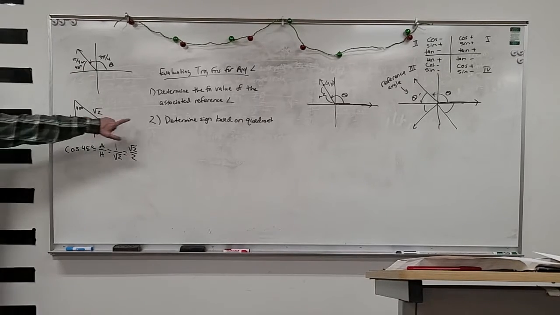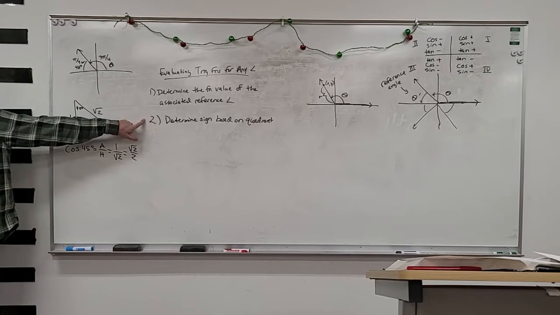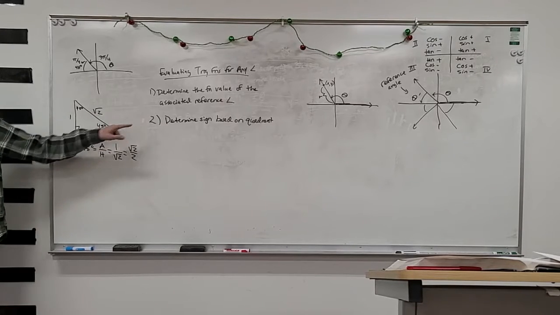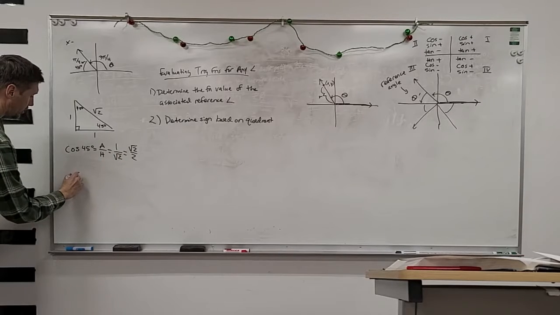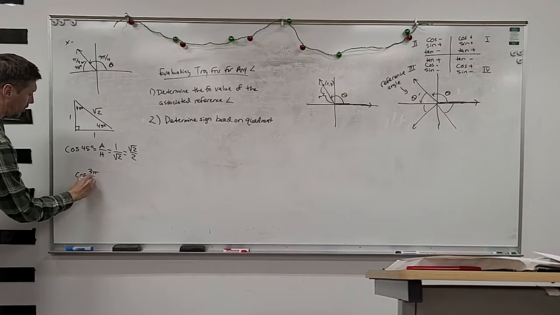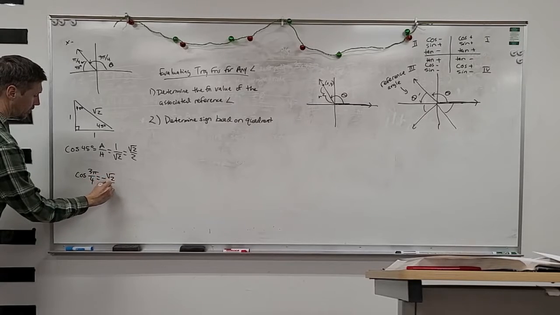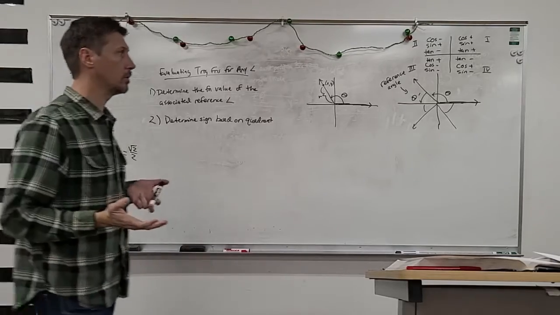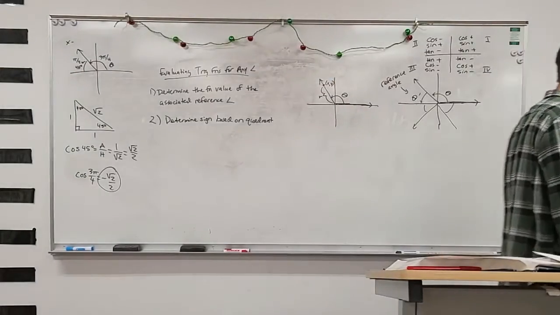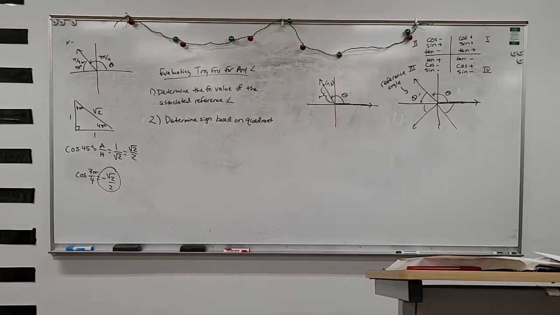So that means we have to determine the sign based on the quadrant that it's in. Now cosine corresponds to which coordinate? x, and so x over here is negative, so cosine is also going to be negative. So our answer for cosine of 3 pi over 4 is negative square root of 2 over 2. So use your reference angle. Your reference angle will, for these types of problems, give you something that you can easily calculate. And then you just determine the sign based on the quadrant that it's in.